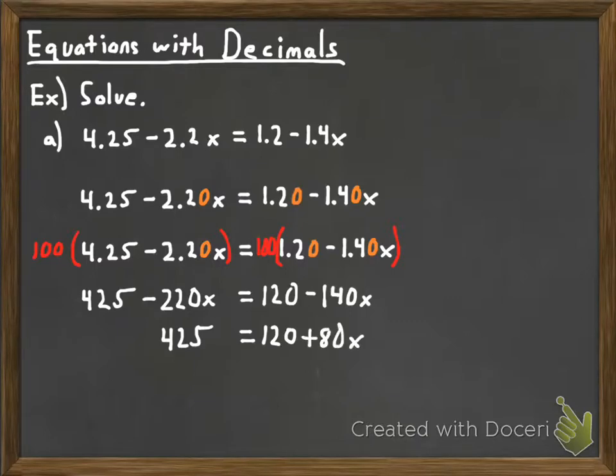Then we'll cancel out the 120 right here by subtracting 120 from both sides, and that'll give us 305 is equal to 80x. And so then x is going to be equal to 305 over 80.